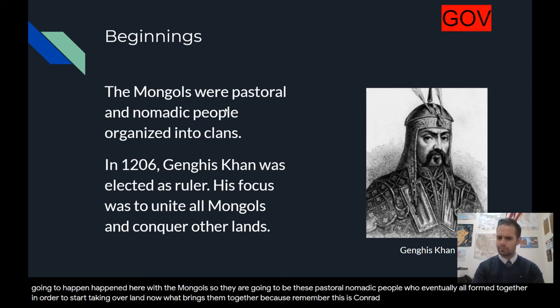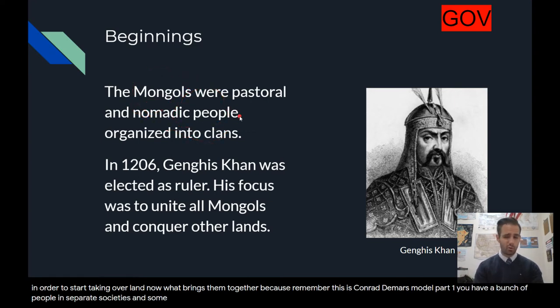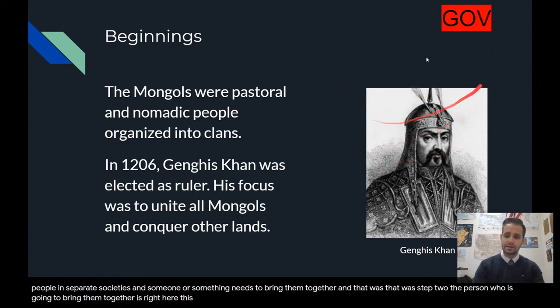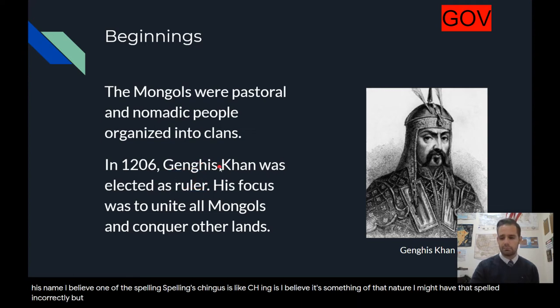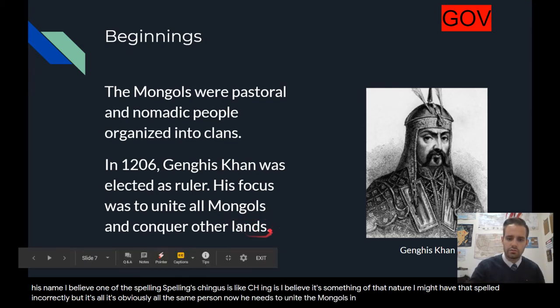Because remember, this is Conrad de Mars model part one. You have a bunch of people in separate societies, and someone or something needs to bring them together. And that was step two. The person who is going to bring them together is right here. This is Genghis Khan, who's born as Temujin, or oftentimes his name is Chinggis Khan. And so you'll see different spellings of his name. I believe one of the spellings is Chinggis, something of that nature. I might have that spelled incorrectly, but it's obviously all the same person. Now, he needs to unite the Mongols in order to conquer other lands.